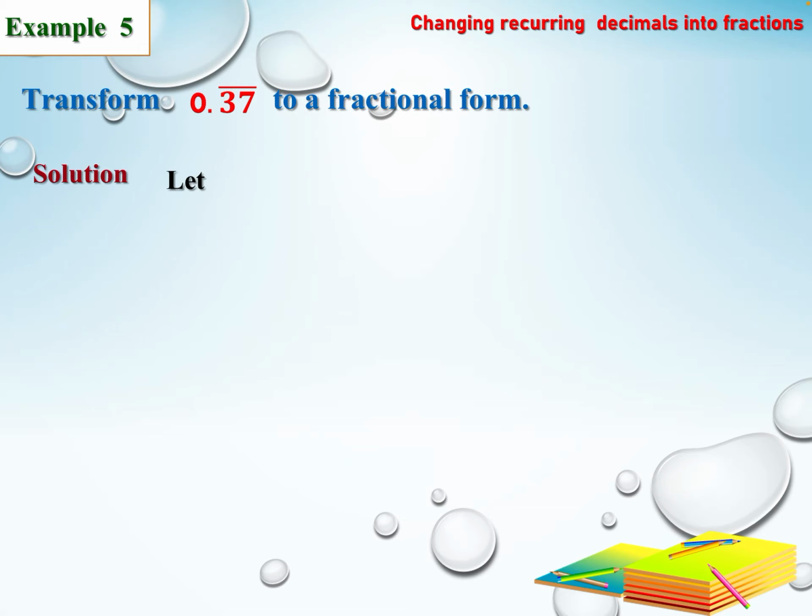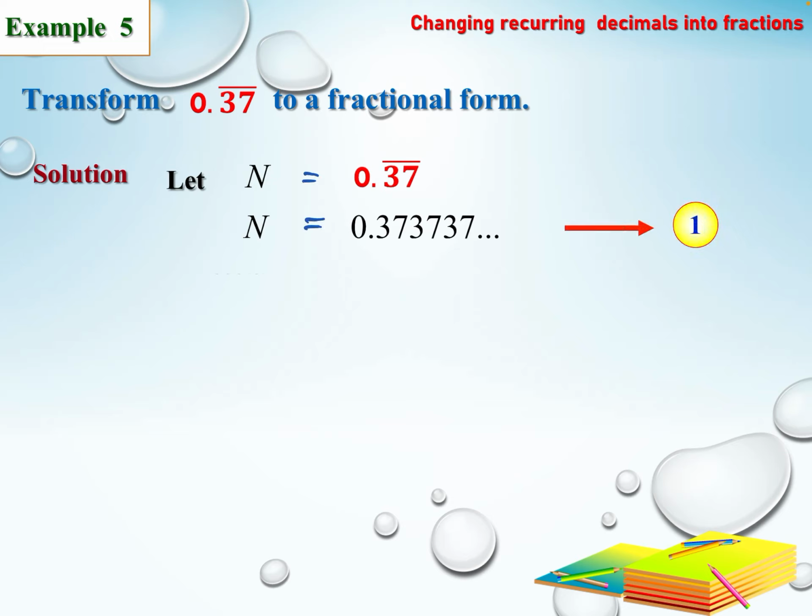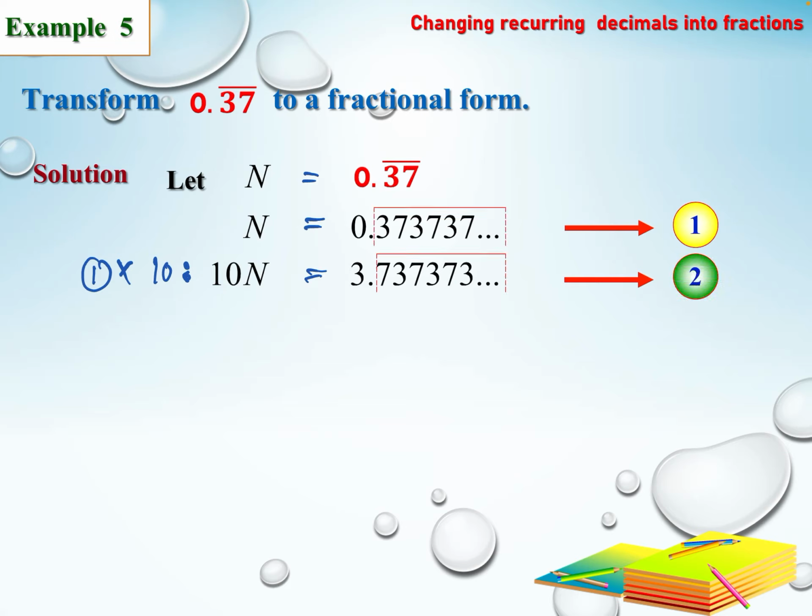What about example number 5? I will go quite faster, okay? n is equal to 0.37 repeat, and this equals sign is equation number 1. Then you take equation number 1 and multiply by 10. So you have 10n equal to 3.737373, equation number 2. Can they minus? No, they cannot, because they are different, right? 373737 and 737373, they are different.